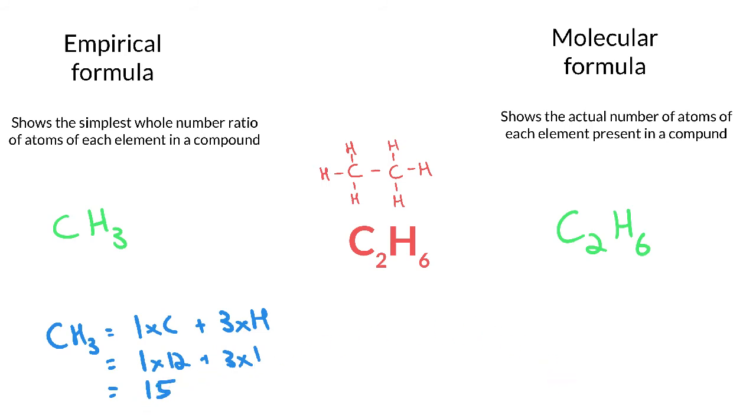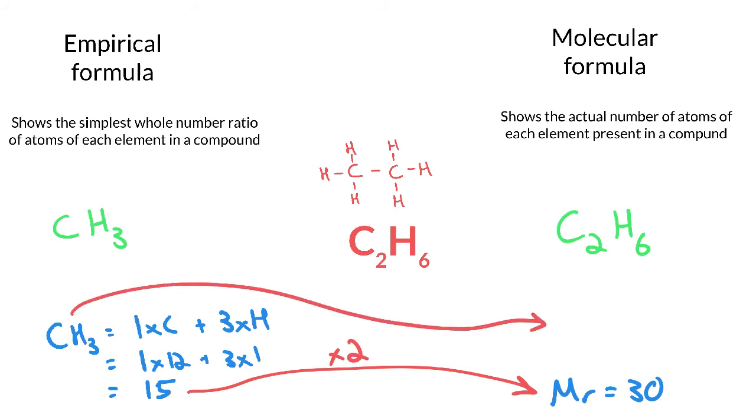Well, if I know my molecular formula has to have an MR equal to 30, to go from 15 to 30, I have to multiply by 2. So therefore, I must multiply my empirical formula by 2, and then it becomes my C2H6.